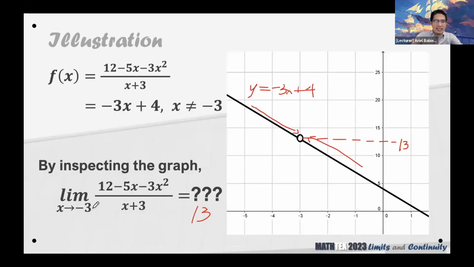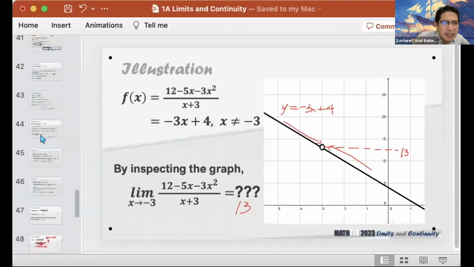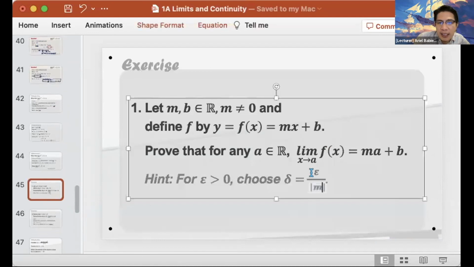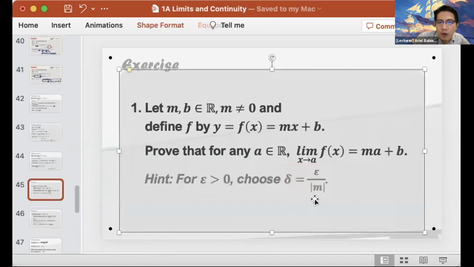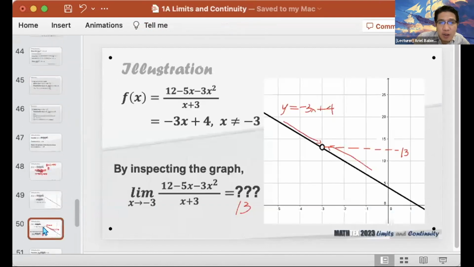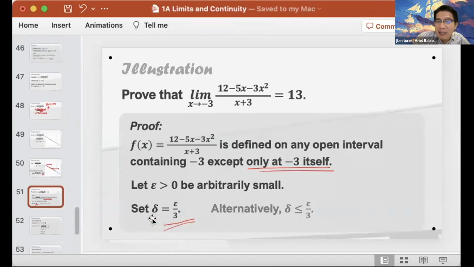Di ba yung sabi natin kanina? Escape lang ako para balikan lang natin yung sinabi ko kanina. Yung general case. For the general case, if it's a linear function, the choice for delta is epsilon over absolute value of the slope. Notice the slope of the line is m. Tama ba? The slope of the line is -3. Absolute value of -3 is 3. And you look at the choice of delta. Yun pa rin siya. So even the choice of the delta is the same as the case of the line y equal to -3x plus 4.